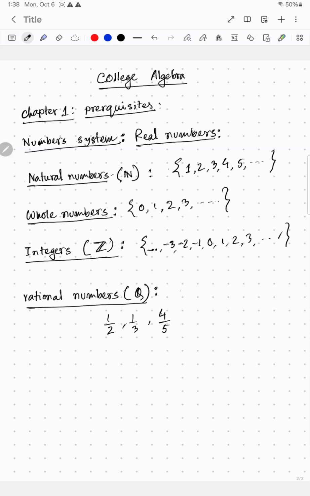So what is a rational number? Rational numbers are the ratio of two integers, right? Something like this: m/n, where m and n are integers.